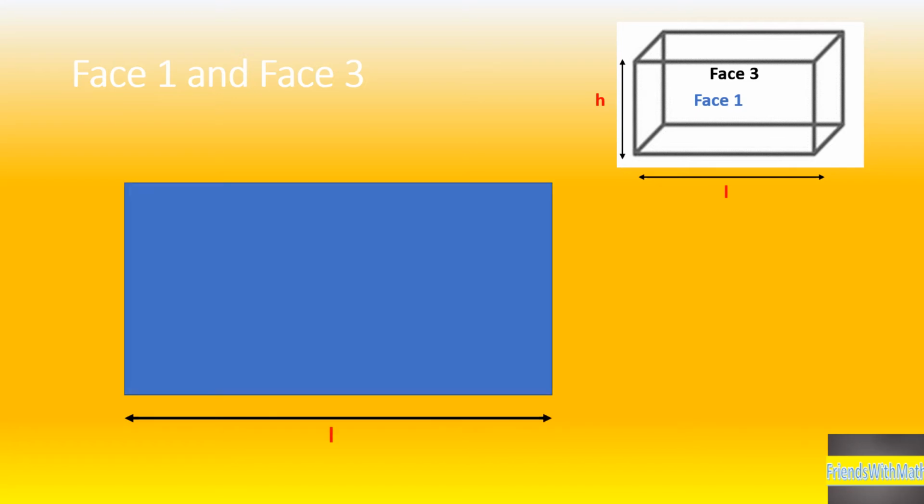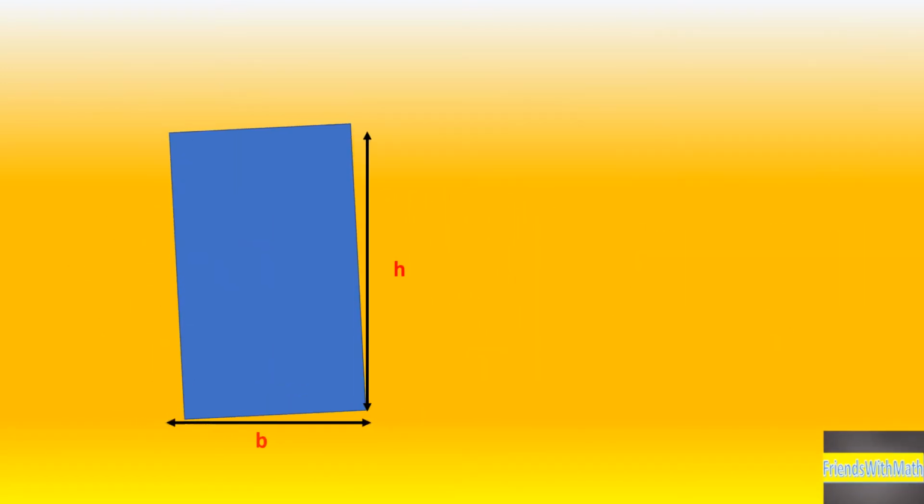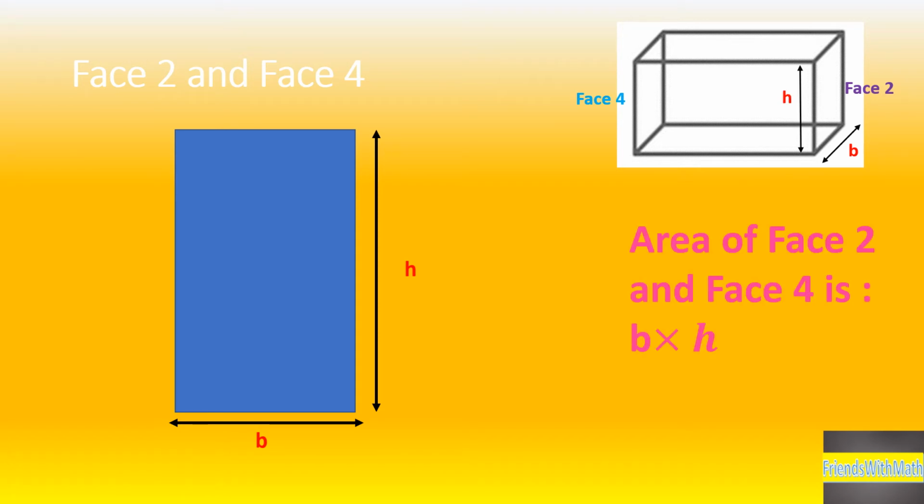So let us first calculate the area of face 1 and face 3. So this is the cuboid that we just discussed, face 1 and face 3. So I'm mentioning the dimensions, that is length and height for face 1 and face 3. I've taken it separately. So side into side will give you L into H, which is the area of face 1 and face 3. Similarly, for face 2 and face 4, we have the dimensions as B and H. So the area will be B into H.